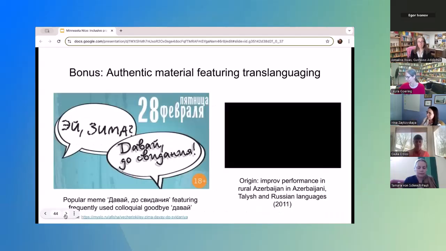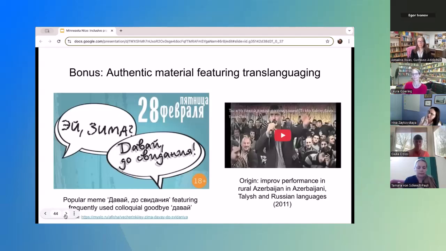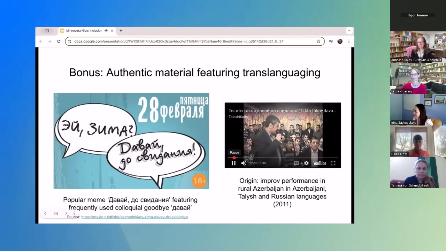Slide, please. And just as a bonus thing, I mentioned that translanguaging is an authentic situation. So, for example, there is a popular meme, "Давай, до свидания," featuring the frequently used colloquial "goodbye, давай," which many of us introduce in class because that's what people say. What not everyone knows is that the origin of this meme is in a 2011 improv performance in rural Azerbaijan in actually Azerbaijani, Talish, and Russian languages. That's an absolutely phenomenal audio that, if you can play for a couple minutes, is going to be fun.